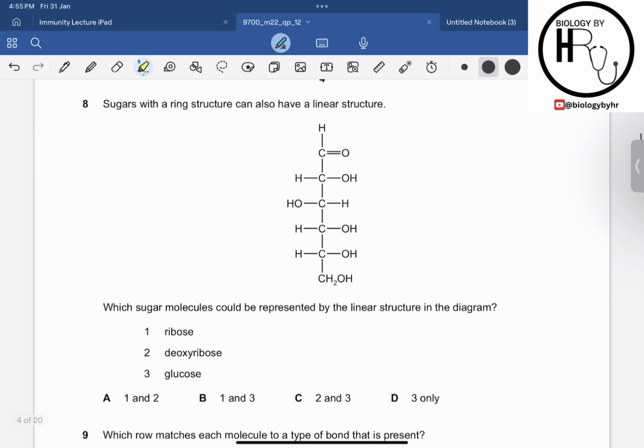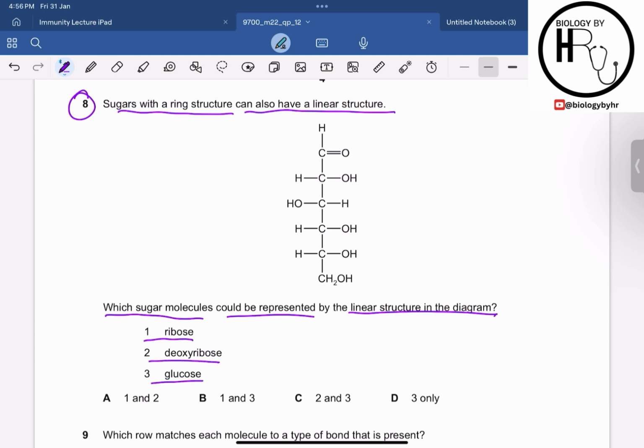Now let's have a look at question number 8. Question number 8 says that sugars with a ring structure can also have a linear structure. Alright. So which sugar molecule could be represented by the linear structure in the diagram? They are giving us the options ribose, deoxyribose or glucose. We know that ribose is a 5 carbon sugar. We know that deoxyribose is also a 5 carbon sugar and glucose is a 6 carbon sugar.